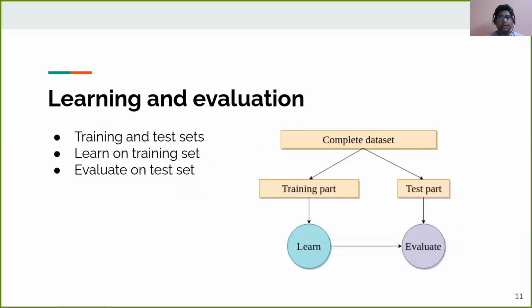Another technique for learning and evaluation could be to divide the entire data set into training and test parts. We learn on the training part and we evaluate on the test part. The test part is totally unseen while training. The model has not seen any samples from the test part while training. It's only used for evaluating the model so that we can get an unbiased estimate of the accuracy.